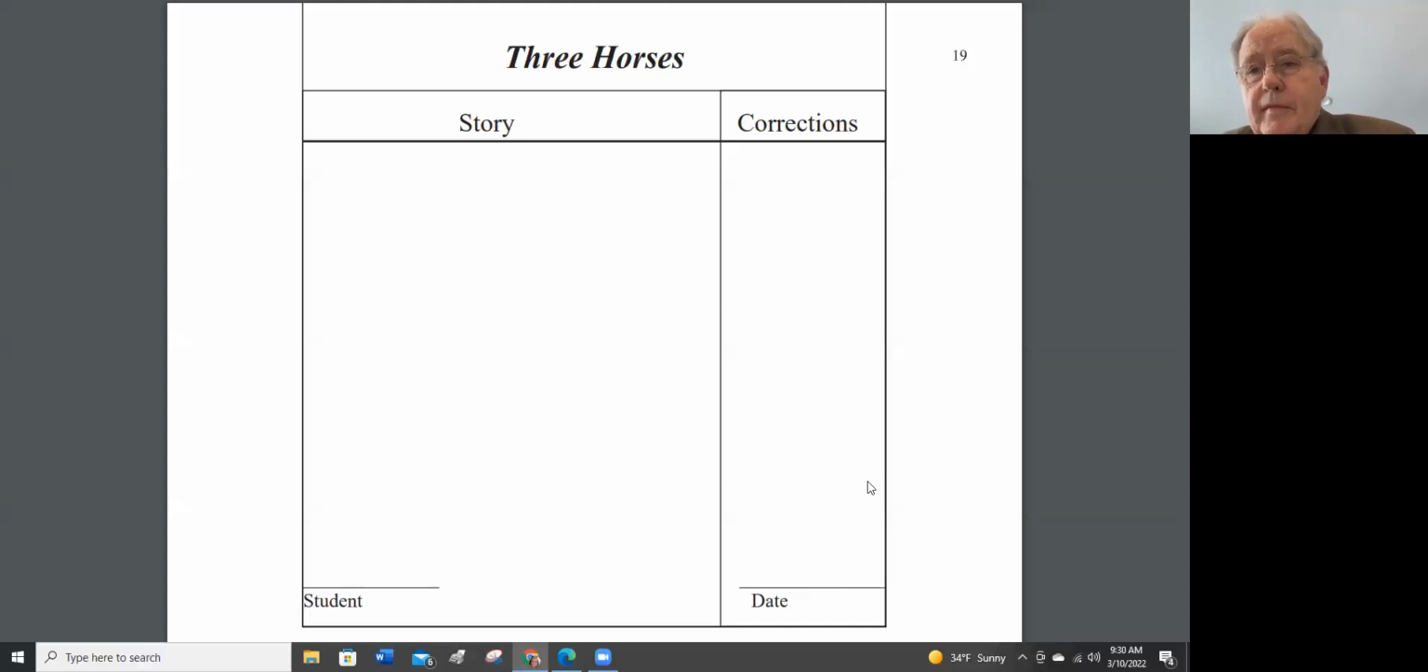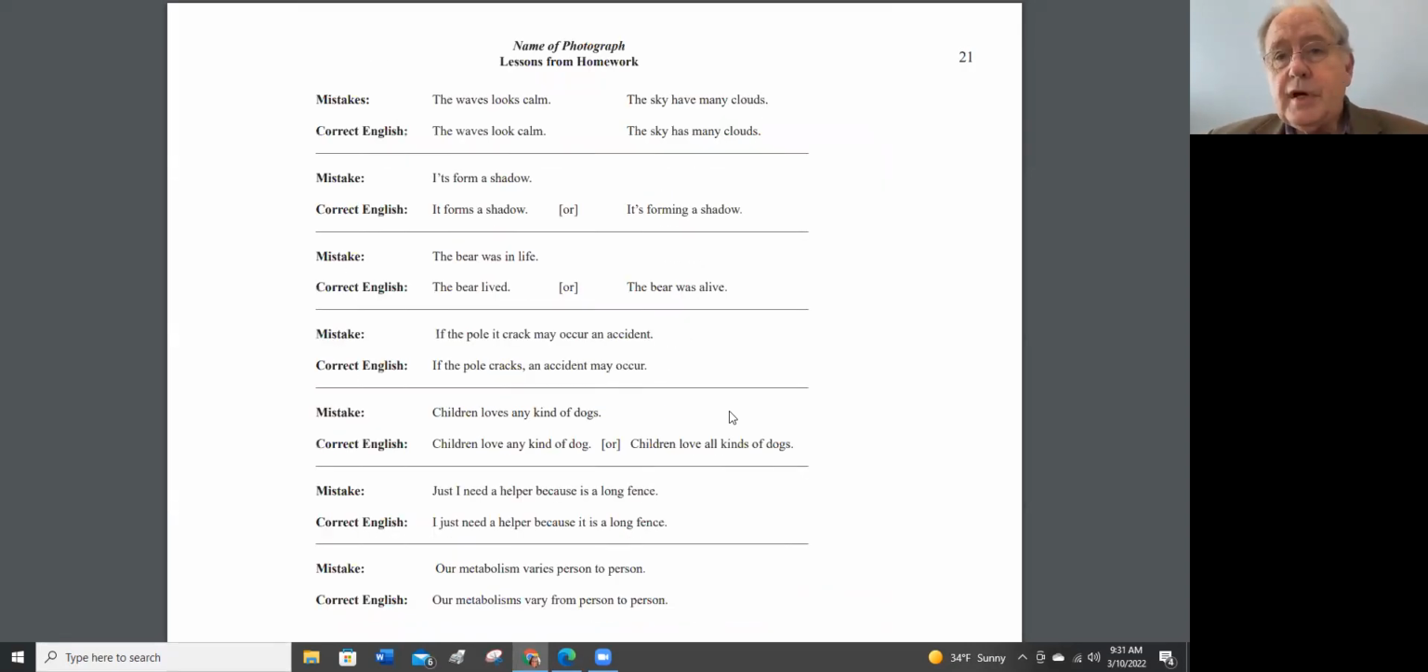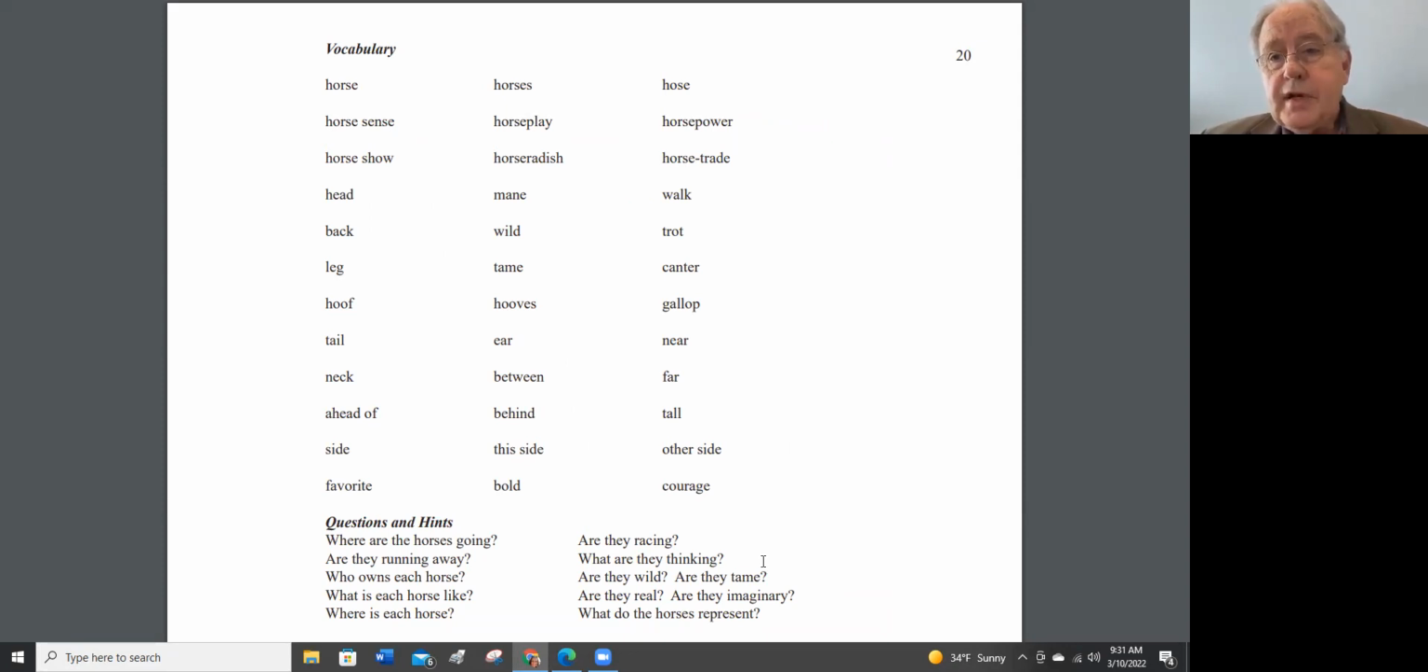I give them a story sheet for the next photo. I give it to them in 8.5 by 11 format, on lined paper, and encourage them to write in their handwriting, and they all usually come back with a handwritten story based on, next slide, the vocabulary in the book and questions and hints down below. This list of vocabulary comes from 3 Horses. Then I give them lessons from homework.